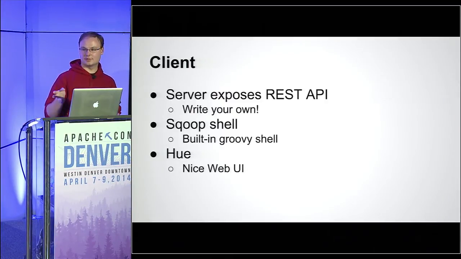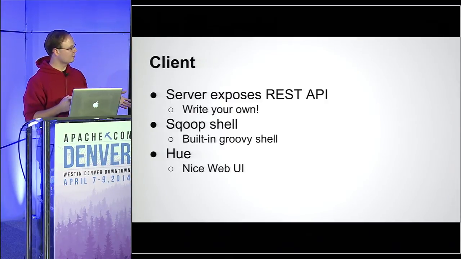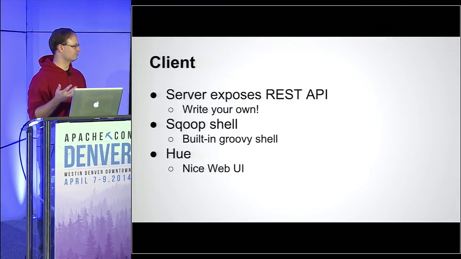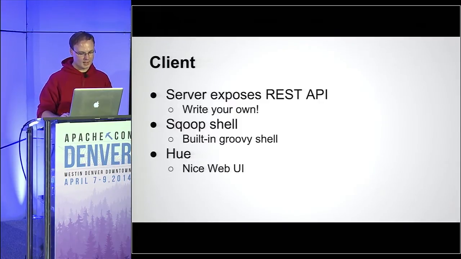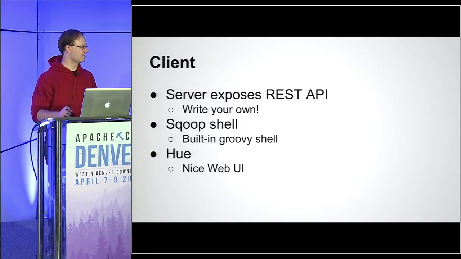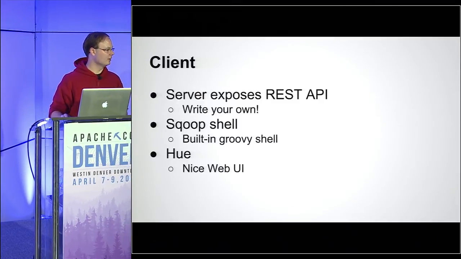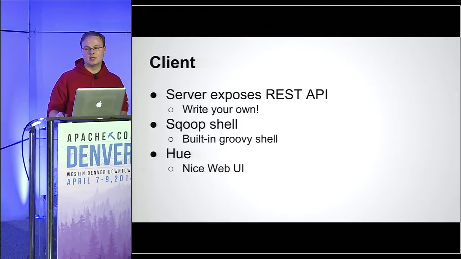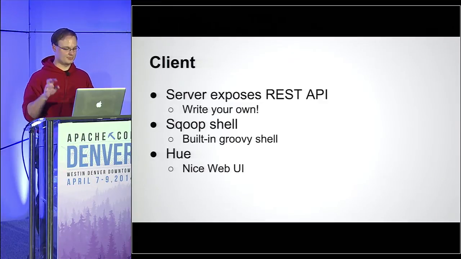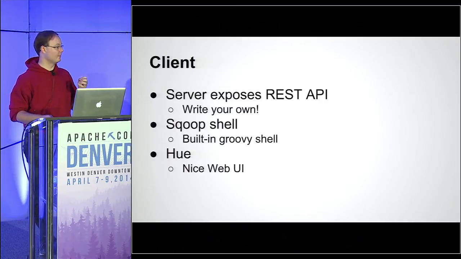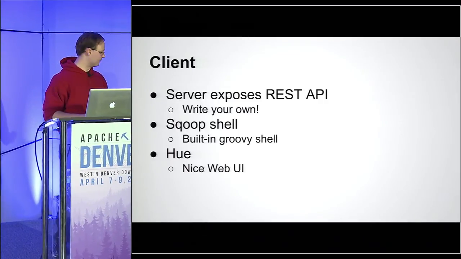The client is not connecting to the database. It's not connecting to MapReduce, to Hadoop. All it does is just talk to an HTTP port. We have two clients right now that are using this interface. We have a built-in shell based on Groovy, where you type all the commands in the command line. It's actually very similar to the Sqoop 1 one. By using different parameters, you will change different objects. And then we have a very, very cool web interface in the Hue project that Abe will describe further.